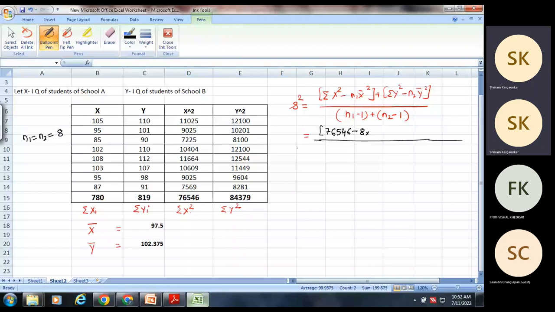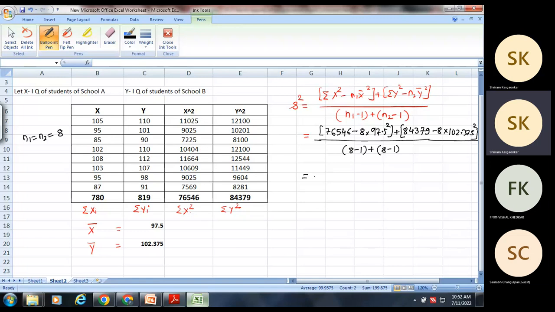Into x bar, which is 97.5 square. Plus summation y square, which is 84,379 minus 8 into y bar, the average IQ of students from school B, 102.375 square. And here n1 minus 1, 8 minus 1, plus again from school B, there are 8 samples. So one and the same thing.